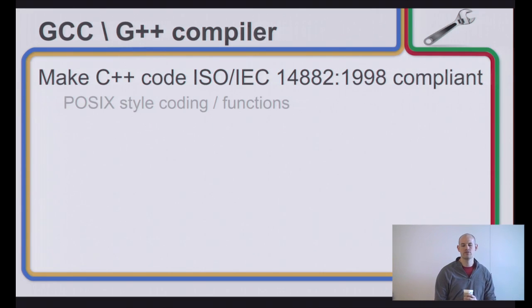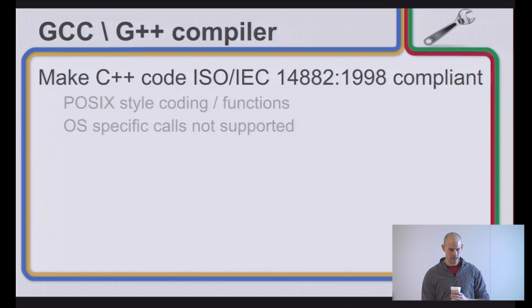Predominantly, this standard defines POSIX-style coding and functioning. So it uses syntaxes like p-threads as opposed to begin and end thread, as well as conditional variables rather than mutexes and other things like that. In addition, this compliance standard, and this is the important one, does not define any OS-specific calls.